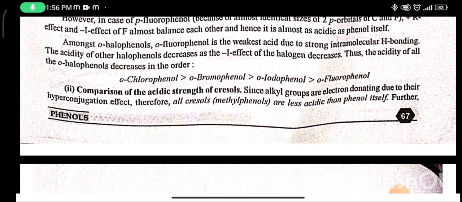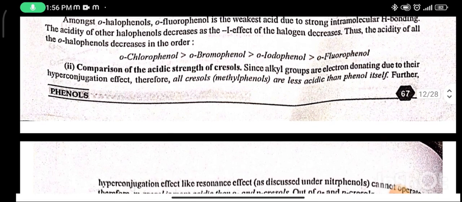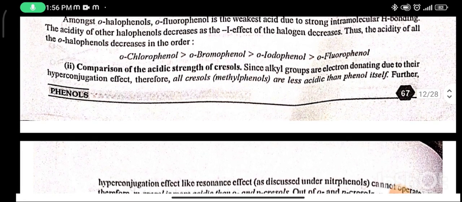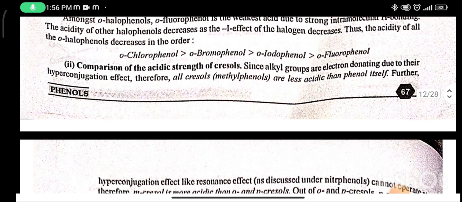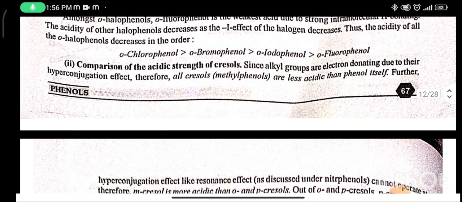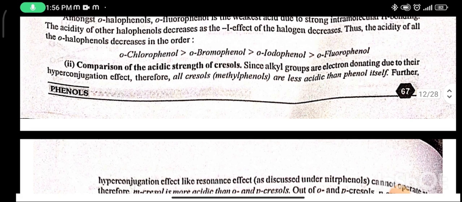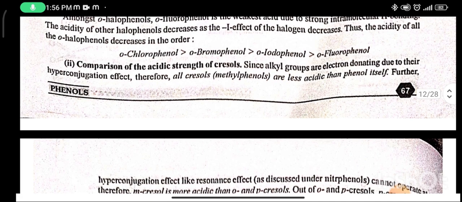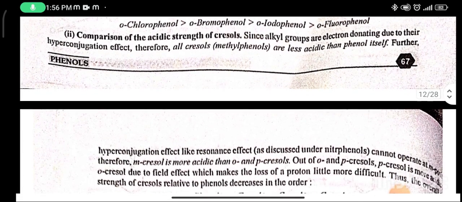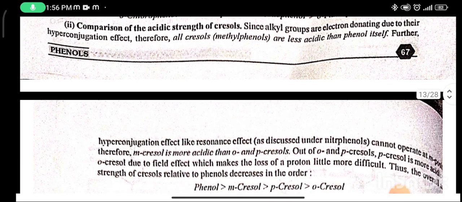The acidity of other halophenols decreases as the -I effect of the halogen decreases. Thus, the acidity of ortho-halophenols decreases in the order ortho-chlorophenol > ortho-bromophenol > ortho-iodophenol > ortho-fluorophenol. Comparison of acidic strength of cresols.